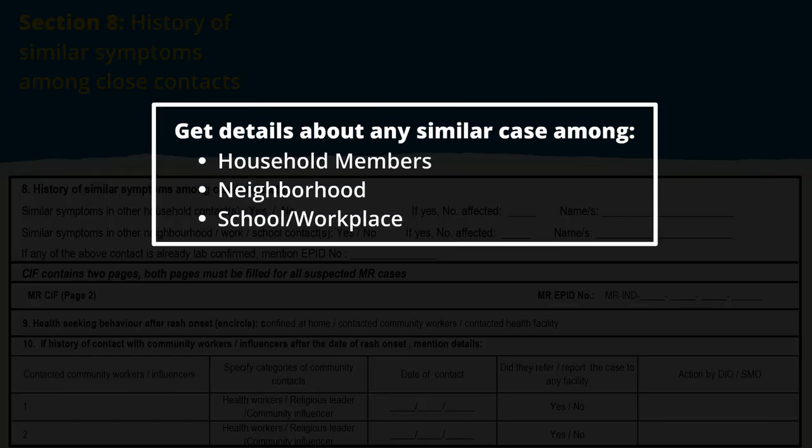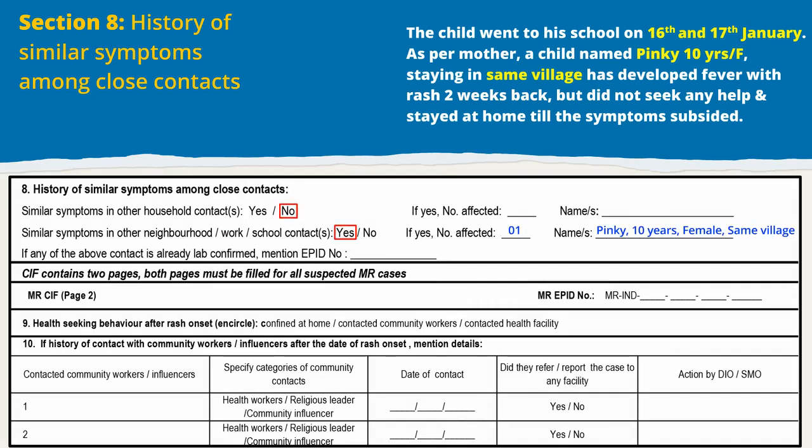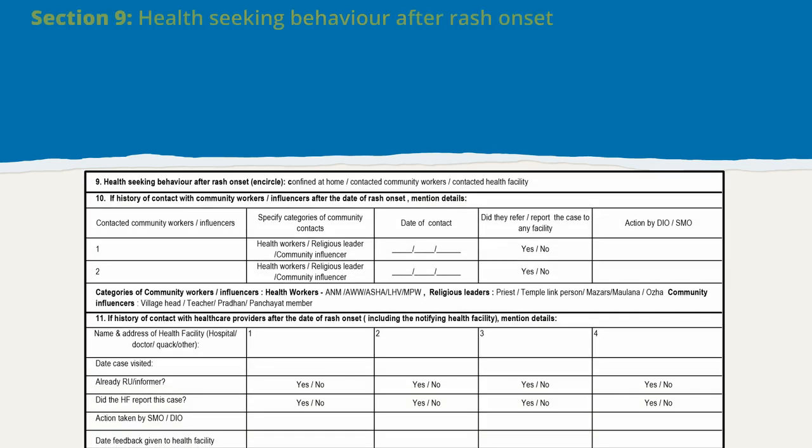From patient or caregivers, get details about any similar case among other household members, neighborhood, school, or workplace within last 28 days. Any additional cases found with similar symptoms should be investigated if they meet the case definition.